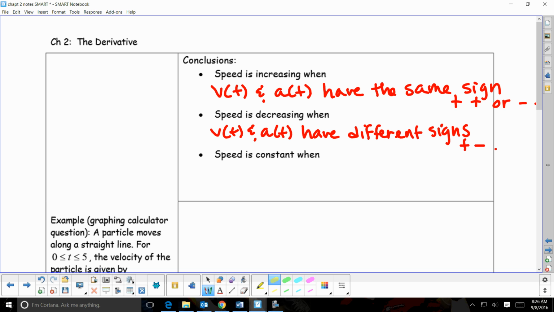So positive, negative, or negative, positive, basically, right? So when they have the opposite sign, speed is decreasing.